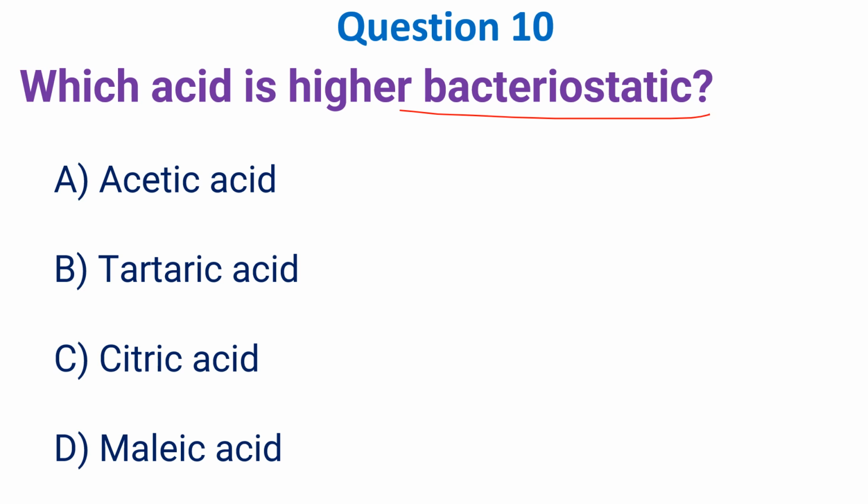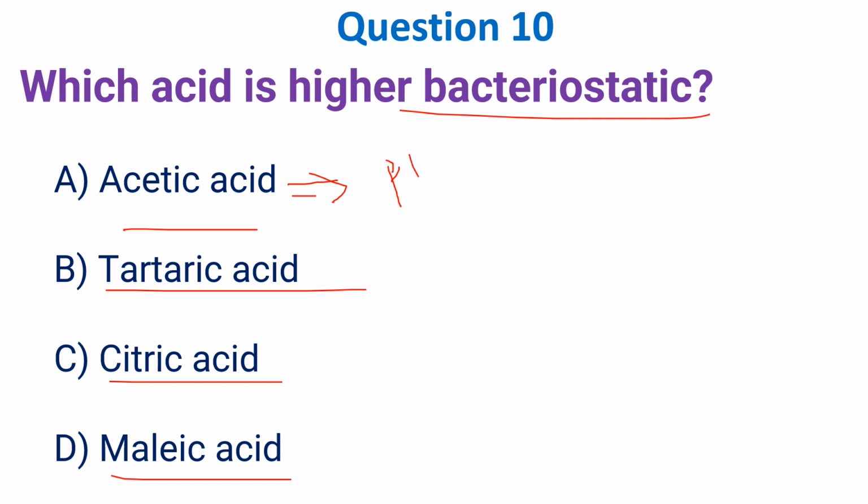The options are acetic acid, tartaric, citric, malic. The acetic acid has more ability to inhibit the growth of bacteria. That's why acetic acid has higher bacteriostatic effect, or high acidic content. That's why they say that it is higher bacteriostatic.